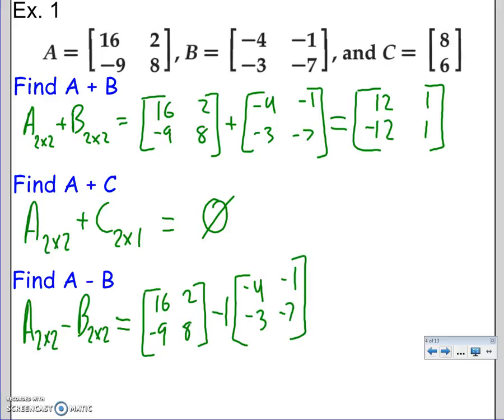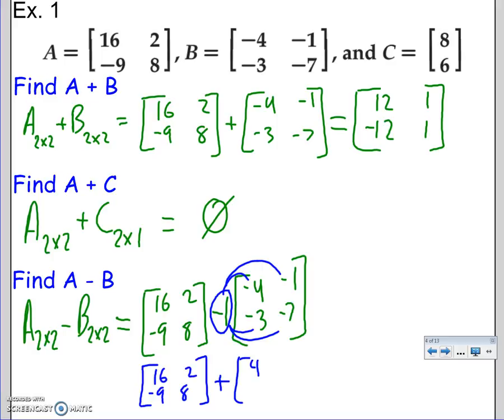Now I highly recommend y'all put that negative 1 there. When there's a number in front of a matrix, again, that's a scalar. All you do is distribute to every single number inside. So really, here's my new problem. So this is still 16, 2, negative 9, 8. And it has a plus sign. Well, negative 1 times negative 4 is positive 4. Negative 1 times negative 1 is positive 1. Negative 1 times negative 3 is positive 3. Negative 1 times negative 7 is positive 7.